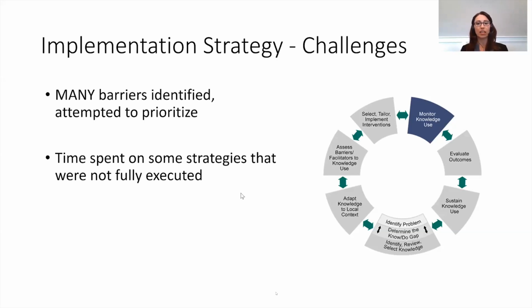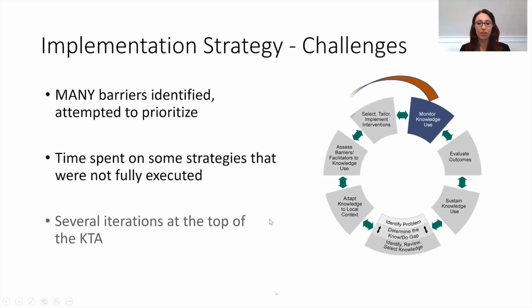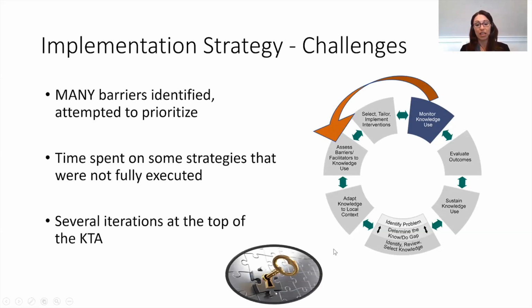So we were often reassessing and trying to figure out how to target the highest priority barriers, but that was a challenge. And so what we found was that we were frequently going back and forth through the top of the knowledge action cycle. We were assessing barriers, we were selecting implementation strategies and implementing them, and we were monitoring knowledge use to see if the clinicians were implementing with fidelity. And if not, then we went back to reassessing barriers and facilitators and going through the top part of the cycle again. Now, this was actually a key part of our implementation project because we did have several iterations at the top of this cycle, and this helped us improve our implementation strategy as we went through the project.